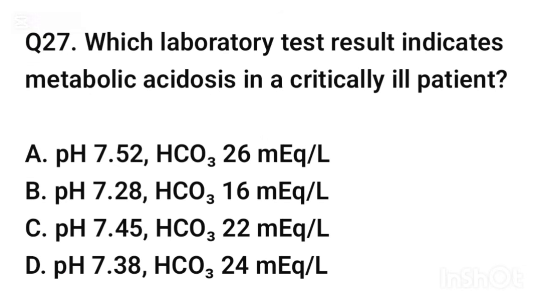Question number 27. Which laboratory test result indicates metabolic acidosis in a critically ill patient? The correct answer is option B, pH 7.28, HCO3 16 milliequivalents per liter.